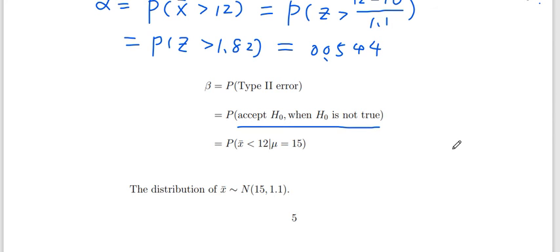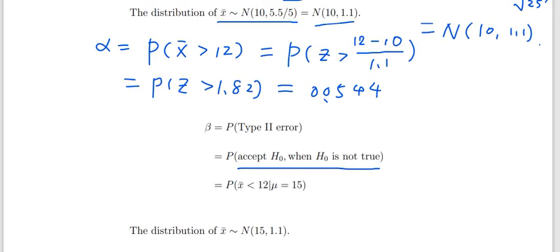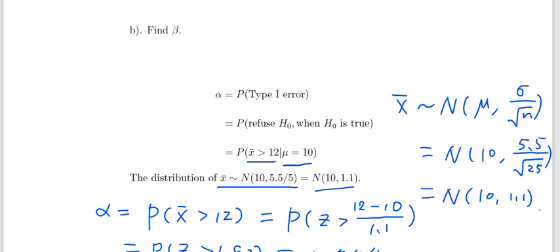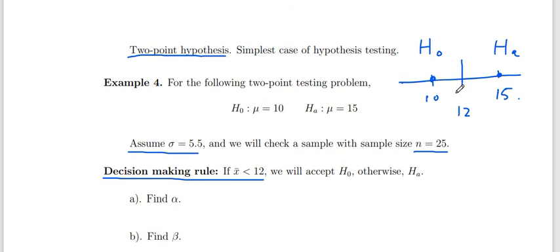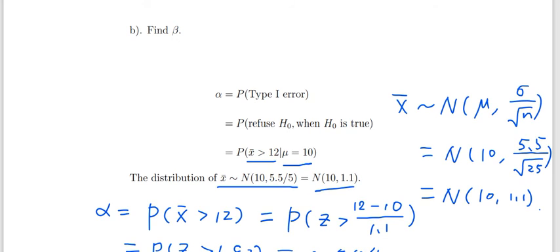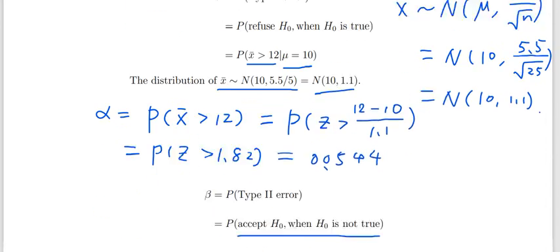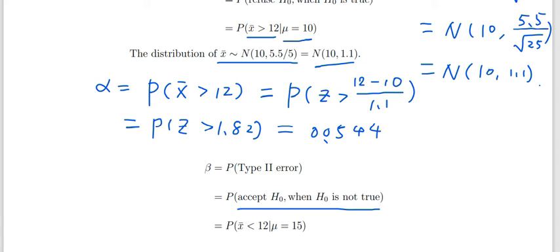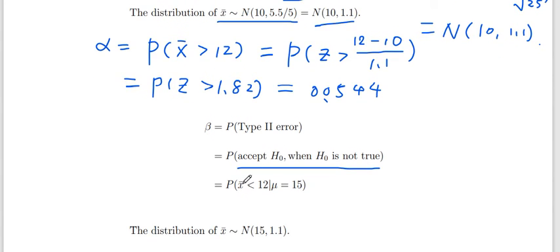So let's check out when we will accept H0. Here we will accept H0 when x bar is less than 12. Okay, so here accept H0 means x bar less than 12. Accept H0, right?